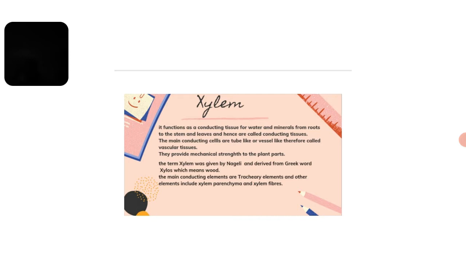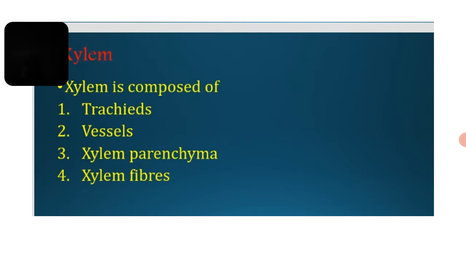The xylem tissue is classified into primary and secondary. The primary xylem develops from the procambium. The primary xylem is classified into protoxylem and metaxylem. The xylem tissue is made up of four constituents, namely tracheids, vessels, fibers and parenchyma. So these are the four components: tracheids, vessels, xylem parenchyma and xylem fibers. Is it clear now? So the xylem has four components. What are those? Tracheids, vessels, xylem parenchyma and xylem fibers.